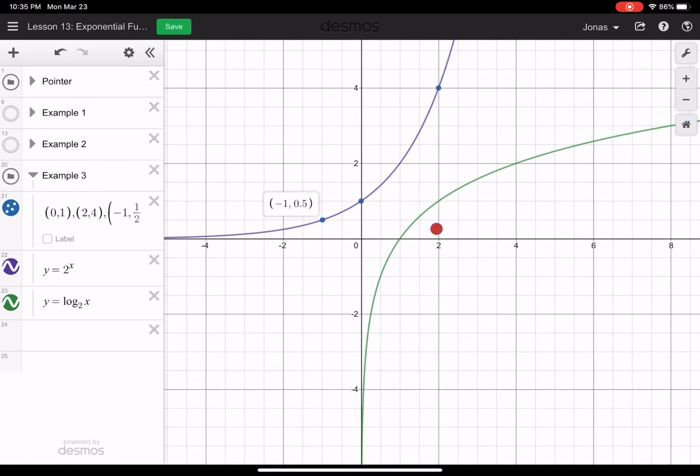Some things to note about the logarithm in base 2 of x. First of all, the domain is not all the real numbers. You can't plug anything in here into the logarithm and get an answer. So now the domain is only positive things. However, the range, you're able to get positive numbers out of it. You're also able to get negative numbers out of it. The range is all real numbers.